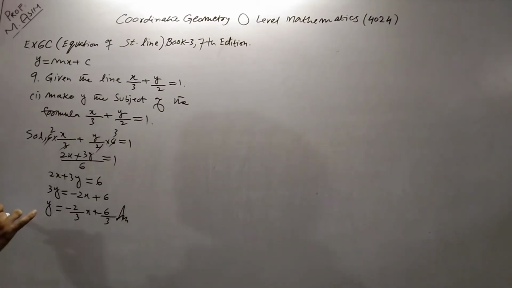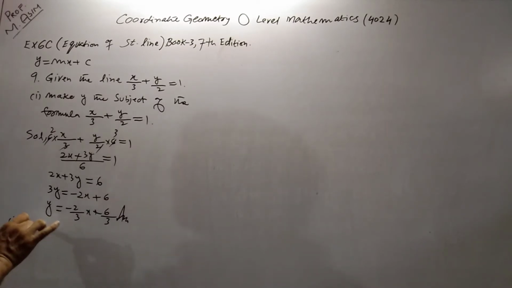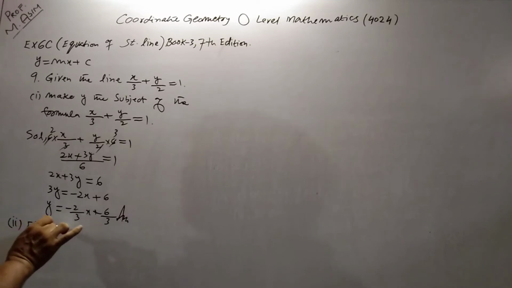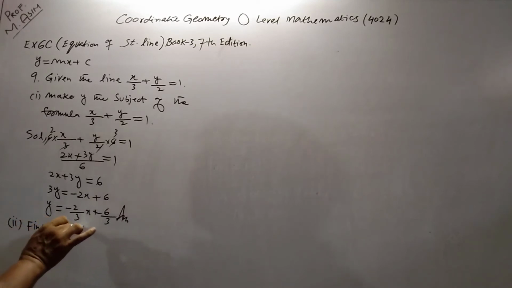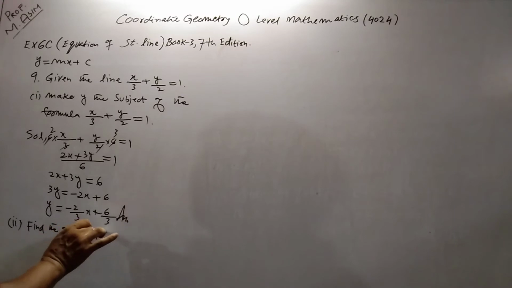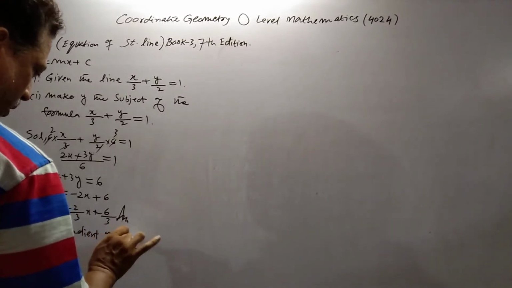Part 2. Part 2 is, find the gradient of the line.